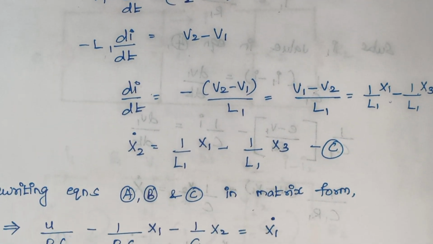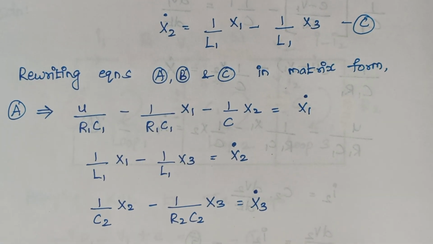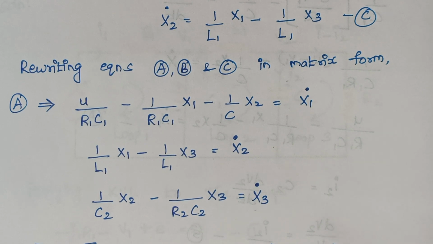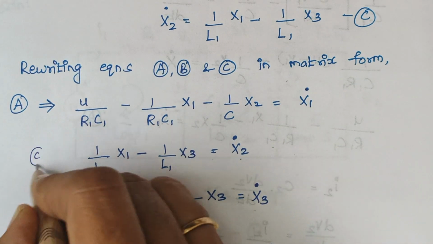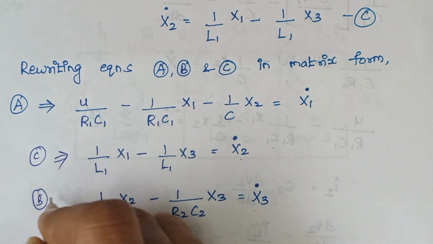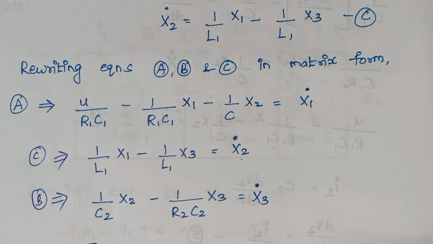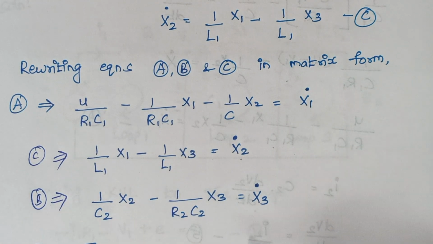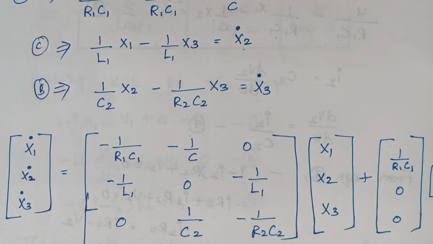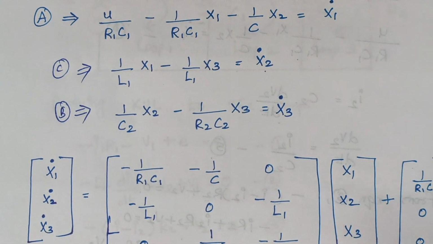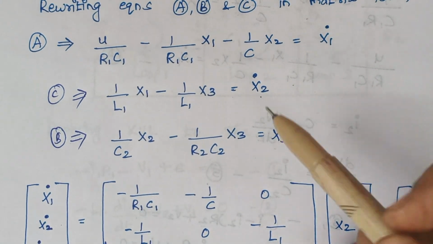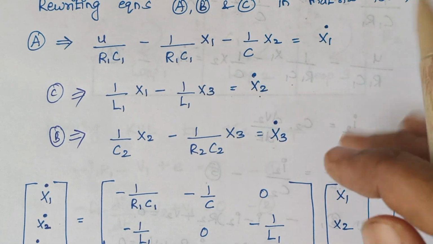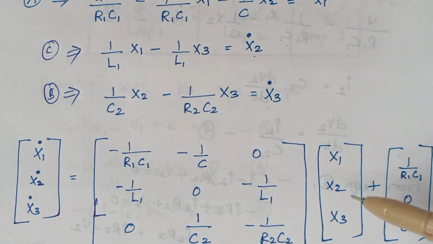So now we are going to write all these three expressions together, right? So A, and this is your B, and this is your C, right? So after writing these expressions, finally we are going to represent it in the form of a matrix. So when you represent it in the form of matrix, again the same thing, x1 dot, x2 dot and x3 dot, right? And here the column matrix should include x1, x2, x3.